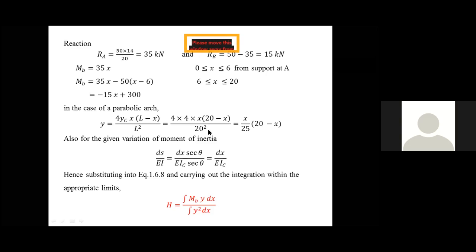This is the y equation of the parabola, and already I is equal to Ic secant theta is given. Then ds is written, from the derivation, as dx secant theta. With I equal to Ic secant theta, the secant theta gets cancelled, giving dx by EIc in the numerator and denominator. Then you can get the expression for H, which is the integral of MB y dx divided by the integral of y square dx.